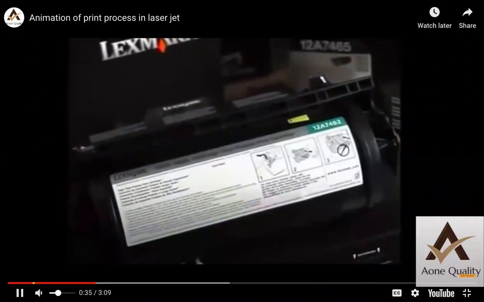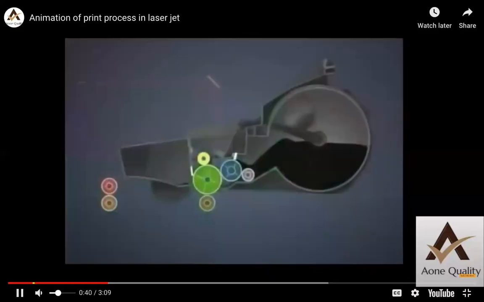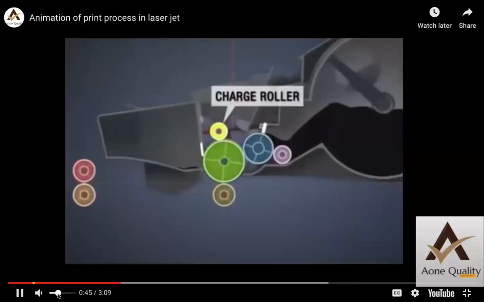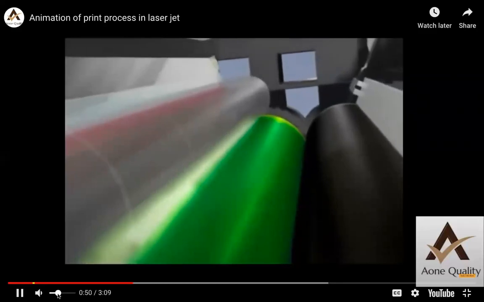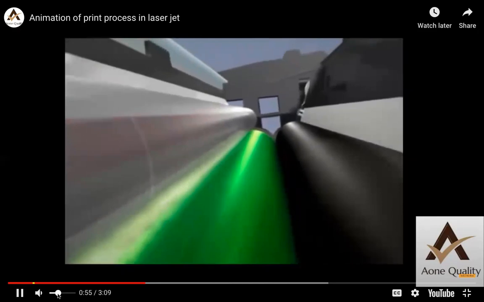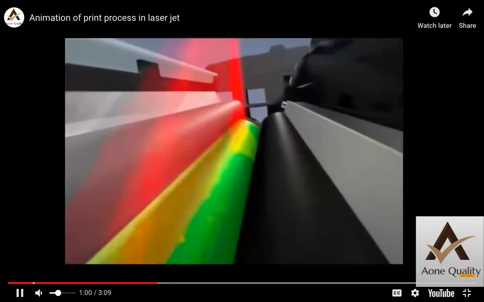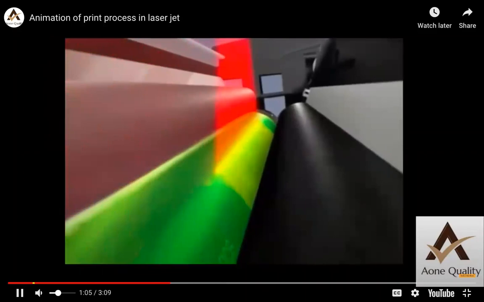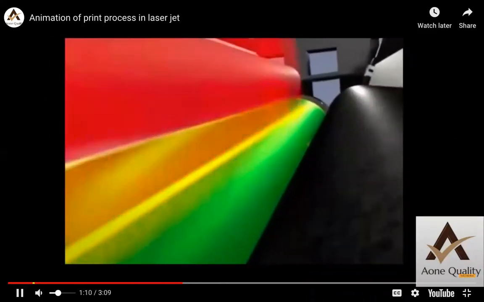Lexmark laser technology uses an electrophotographic process to transfer digital data to paper. The process begins with the charge roller, which applies a uniform charge to the surface of the photoconductor drum. Photoconductor drums are highly sophisticated components, precisely formulated to the power and wavelength of the laser print engine for which they are designed. The laser strikes the photoconductor drum up to 65 million times a second, creating a chemical reaction that discharges the areas that are negatively charged, resulting in an electrostatic image.